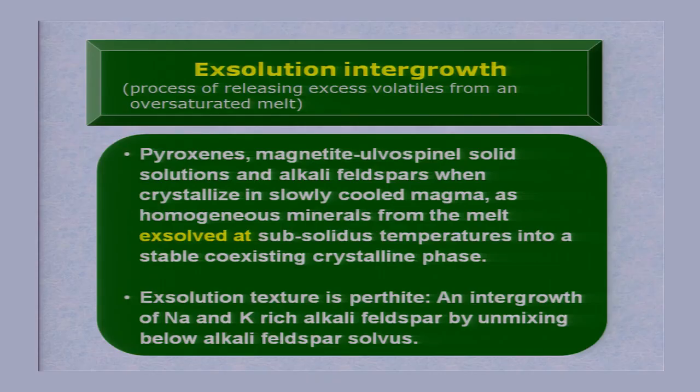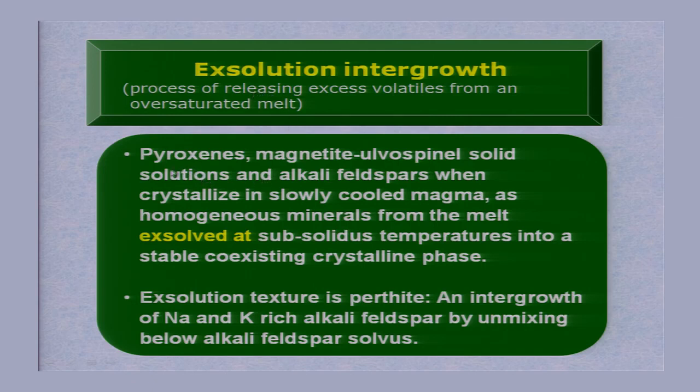I am showing you a different type of texture here, which is due to exsolution intergrowth. What is exsolution intergrowth? Exsolution intergrowth is the process of releasing excess volatiles from an oversaturated melt. Exsolution intergrowth is attributed to the release of excess volatile from an oversaturated melt, and as a result sudden dumping of cations is taking place and exsolution intergrowth has taken place.